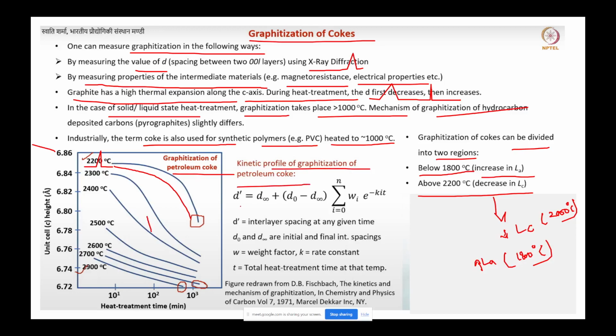It is given by d' = d_infinity + (d_naught minus d_infinity) times the summation of w e to the power minus kt. Here d' is the interlayer spacing at any given time, which you can find from your XRD, and d_naught and d_infinity are the initial and final interlayer spacing. W is the weight factor, k is the rate constant, and t is the total heat treatment time that you give at a particular temperature. From these parameters you can find the kinetic profile of your graphitization.